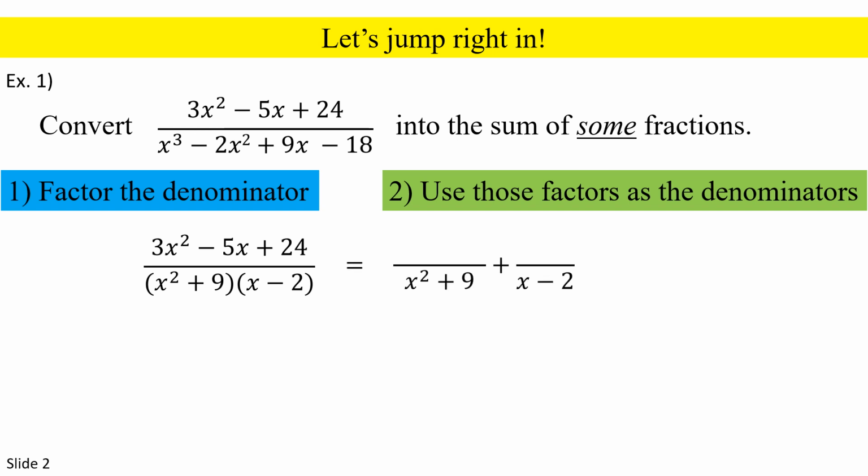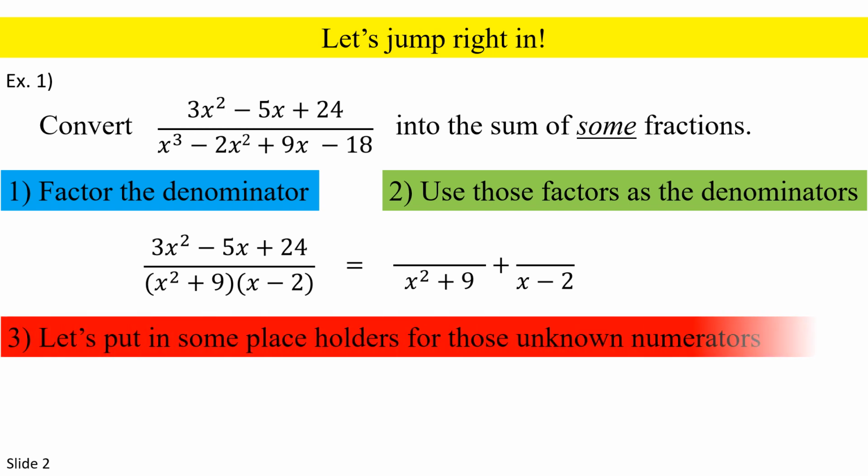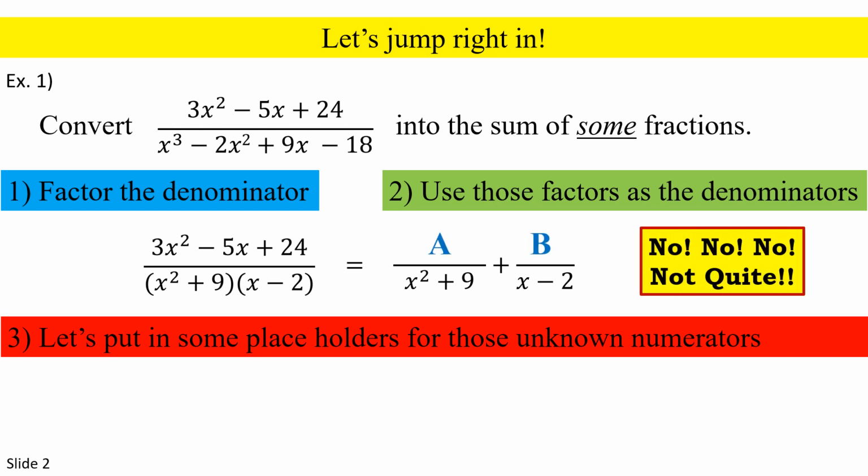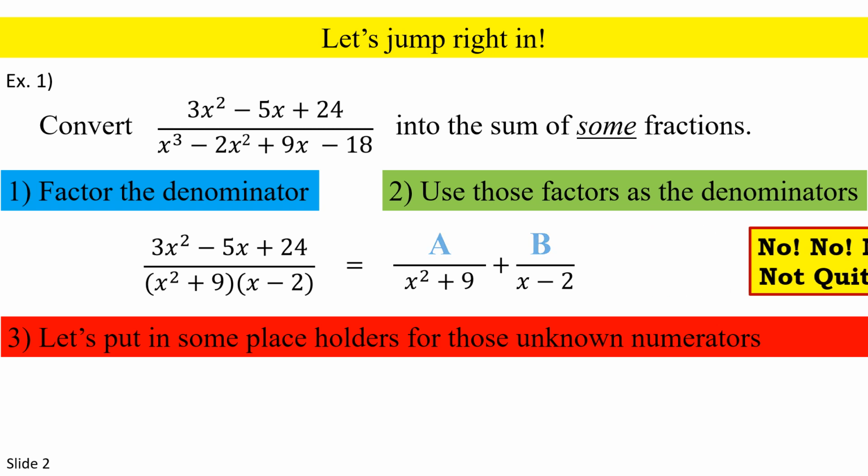So we use those factors as our denominators in our new fractions. So we'll have something over x squared plus 9 and something over x minus 2. Let's put in some placeholders for those unknown numerators: A over x squared plus 9 and B over x minus 2. No, not quite. Can't do it that way.